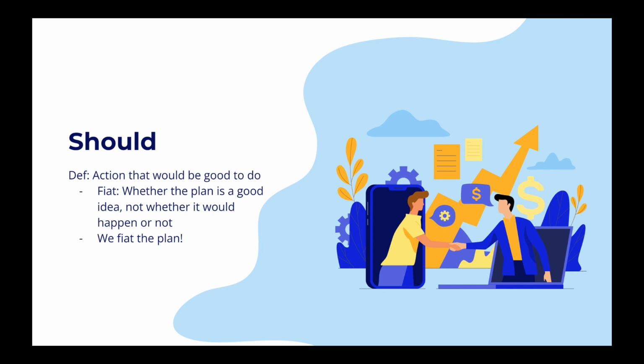To give you an example, let's say that the plan is we should go to McDonald's. Fiat means that we should be debating on whether going to McDonald's is a good idea, and not whether or not going to McDonald's would actually happen or not. So when we say we fiat the plan, it means that we fiat going to McDonald's. So we are going to debate the goods and bads of going to McDonald's, and we're not going to debate on whether or not going to McDonald's would happen right now or not.